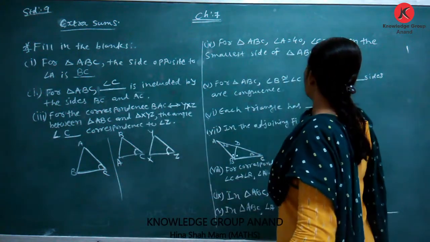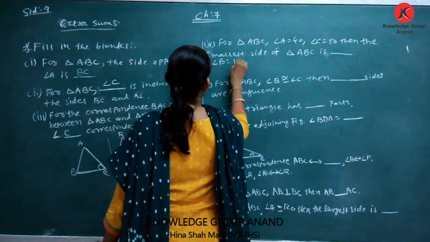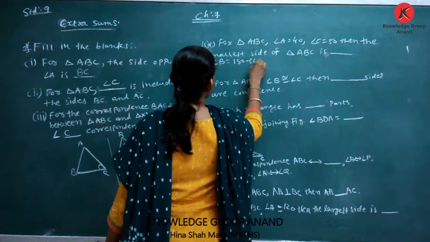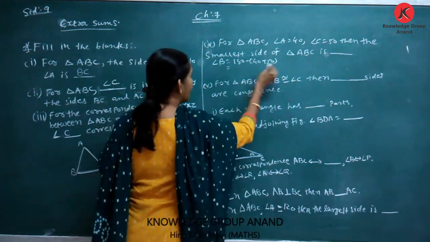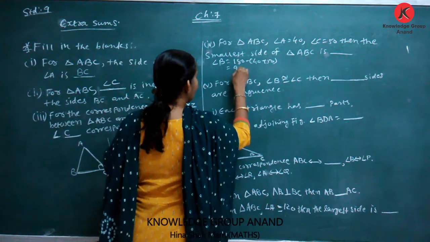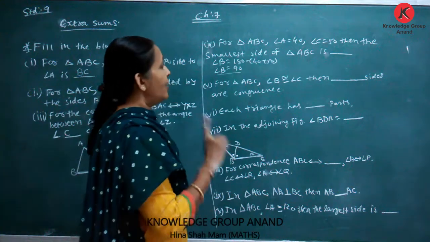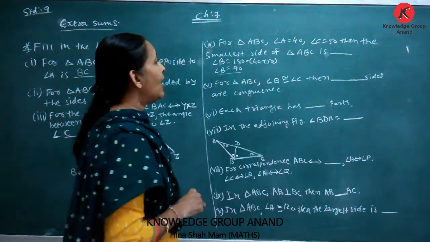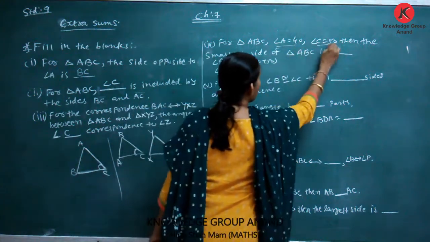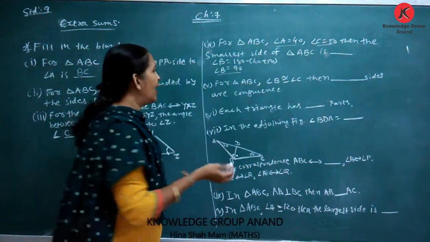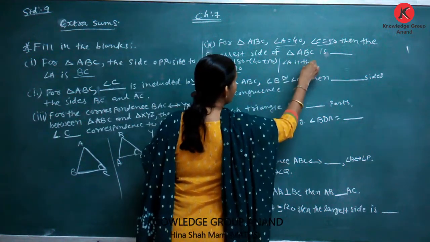Angle A is equal to 40. Angle B is equal to 180 minus 40 plus 50. We know in previous sum, 180 minus 90, it is 90. Angle B is equal to 90, A is equal to 40 and angle C is equal to 50. Which is the smallest angle? Angle A is the smallest.